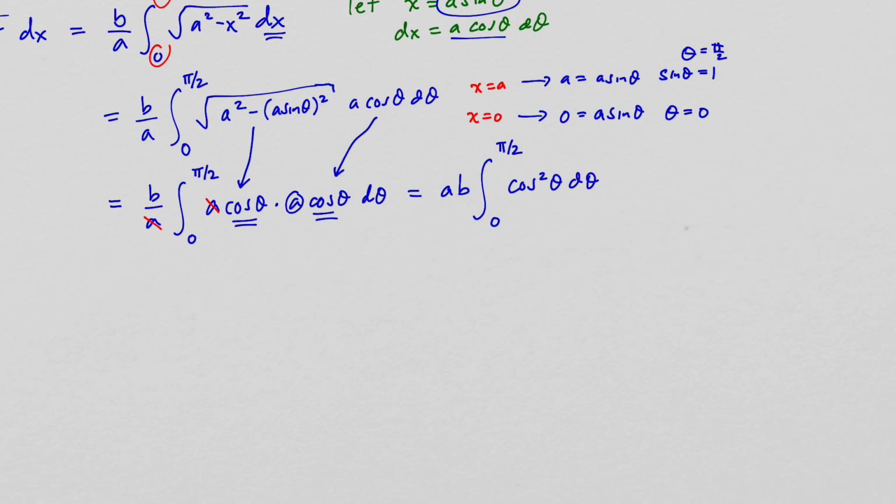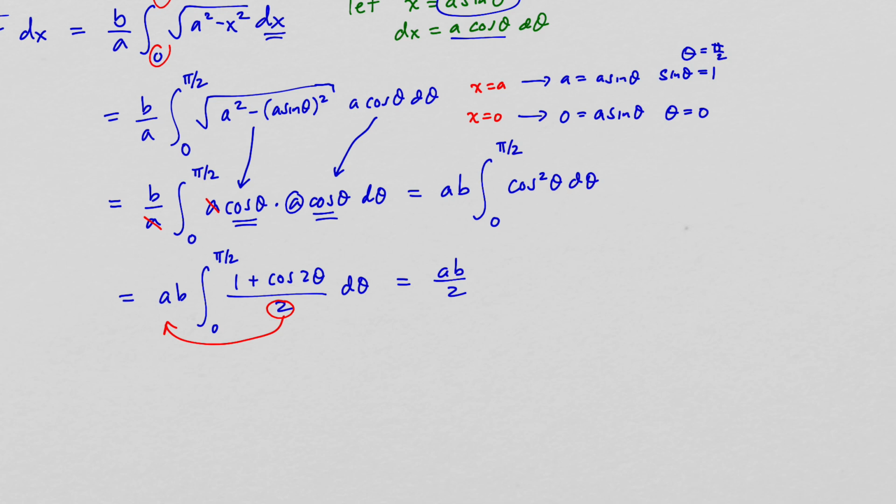Now, how do we do that integral? Well, you have to think back to the previous section. When you have the integral of cosine squared, you have to use the half-angle identity. We know that cosine squared of theta is 1 plus cosine of 2 theta, all divided by 2. So we have AB over 2. I'm going to factor this out. Integral from 0 to pi over 2, 1 plus cosine of 2 theta, d theta.